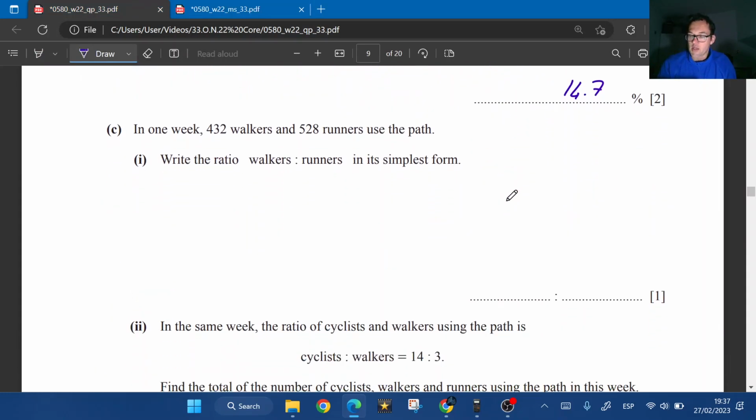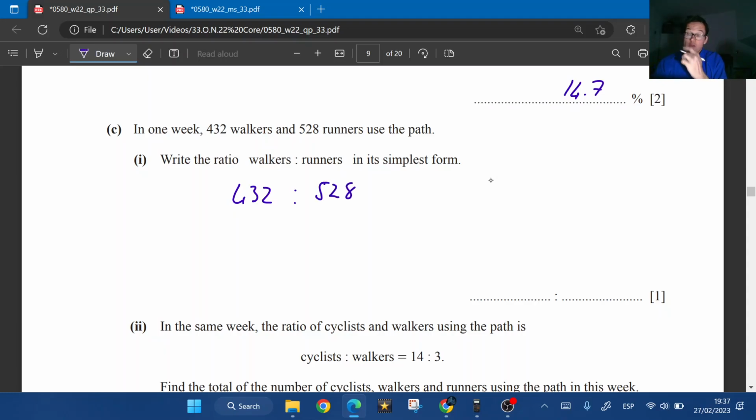Right, there's walkers and runners. Everybody's using this path. Write the ratio of walkers to runners in its simplest form. So let's just, first of the walkers is 432. The runners is 528. And now we need to simplify it.